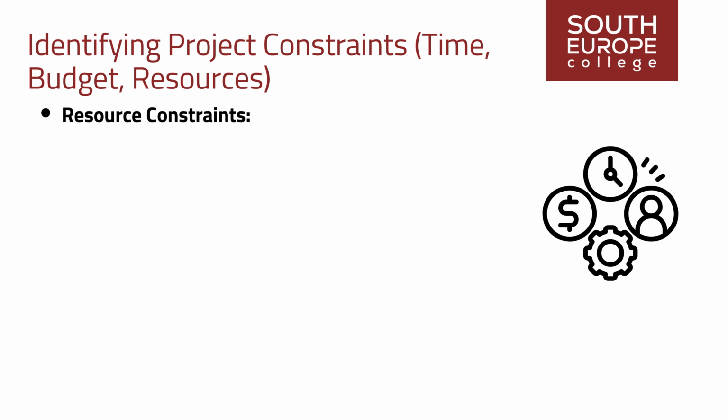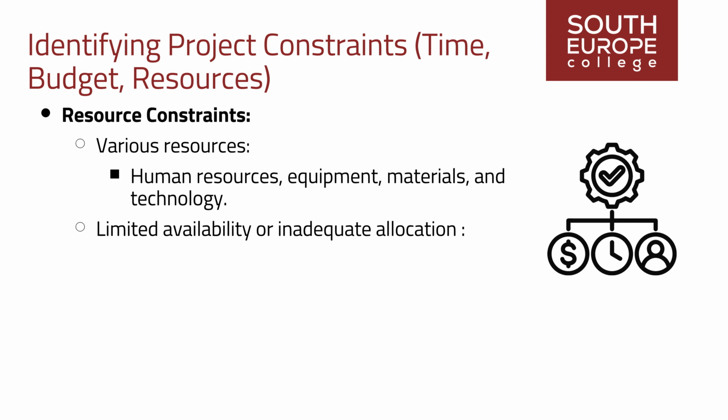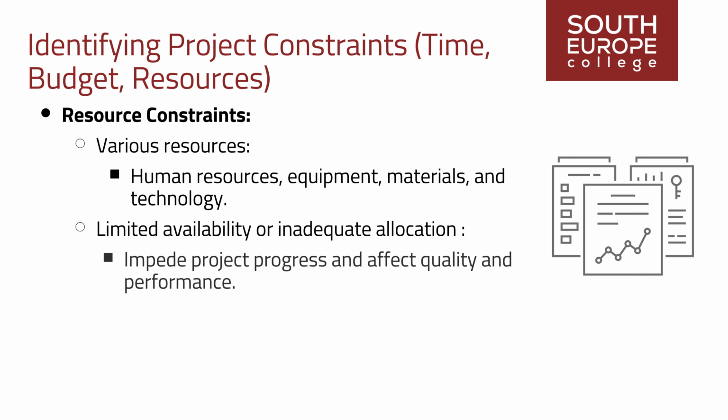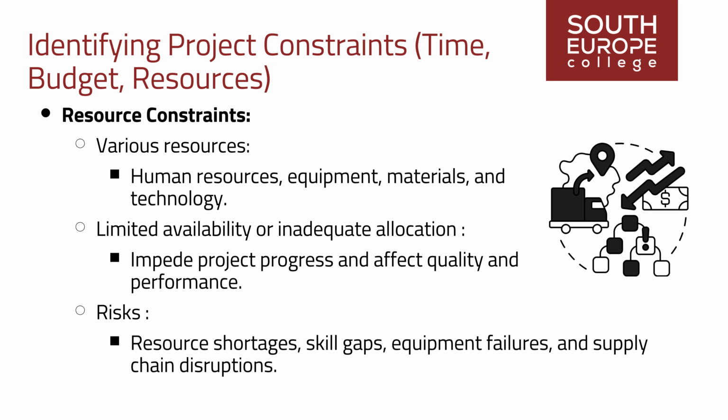Resource constraints. Projects rely on various resources, including human resources, equipment, materials, and technology. Limited availability or inadequate allocation of resources can impede project progress and affect quality and performance. Analyzing resource constraints helps in identifying risks such as resource shortages, skill gaps, equipment failures, and supply chain disruptions.